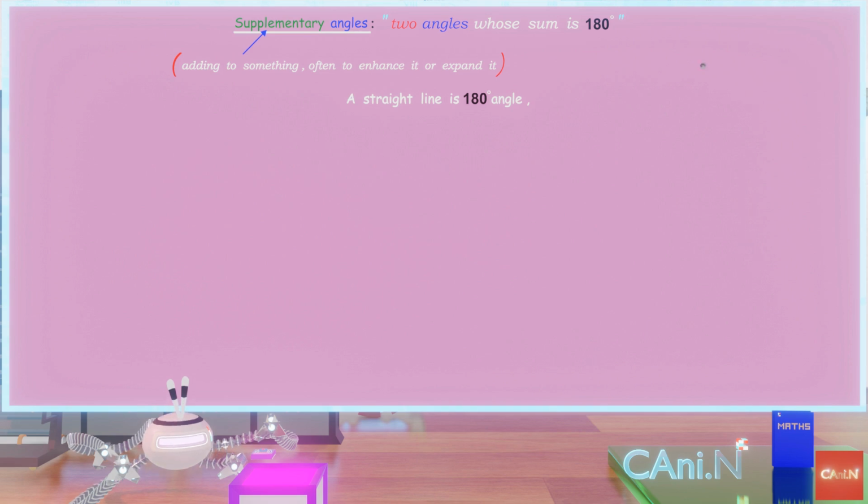Supplementary angles are two angles whose sum is 180 degrees. Here supplement means adding to something, often to enhance it or expand it. We know a straight line is a 180 degrees angle. And supplementary angles are related to this concept because their sum forms a straight line angle.